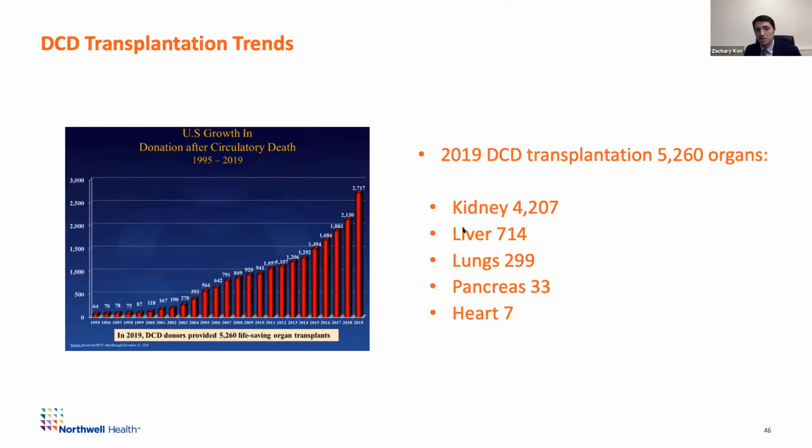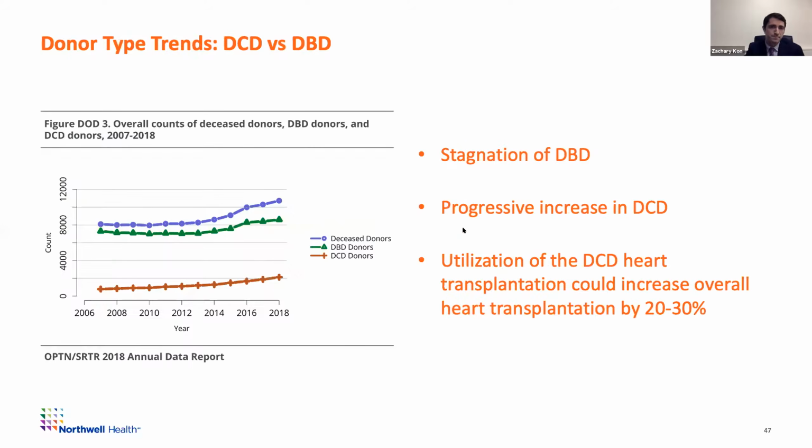This has progressively changed. Although still a much smaller proportion of total transplants, DCD transplantation has significantly increased over the last 2 decades, with a much more exponential growth in the last several years. In fact, in 2019, there were over 5,000 organs transplanted from DCD, and even a handful of hearts have been transplanted during that time period, but not to a meaningful amount until most recently with the advent of the TransMedics OCS system, and hopefully I'll be able to convince you additionally with the utilization of normothermic regional perfusion.